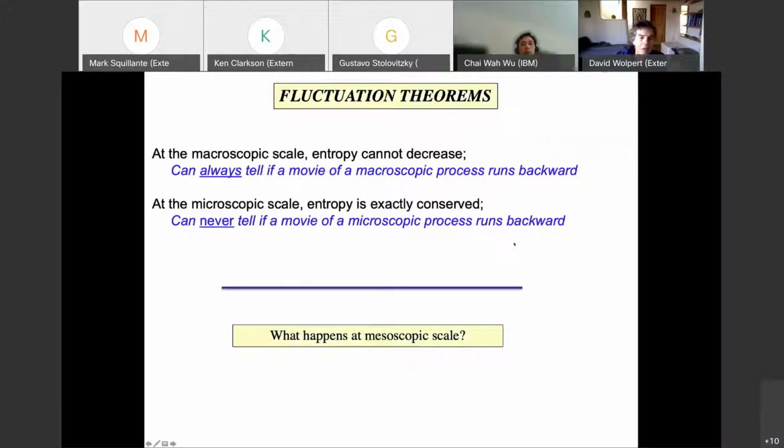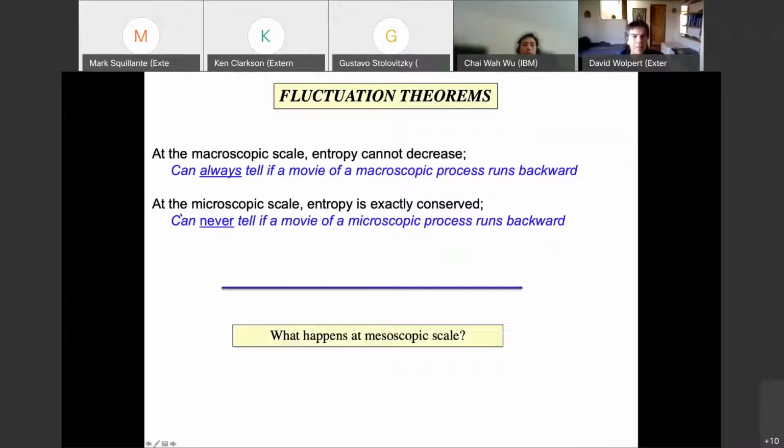Here's another one from stochastic thermodynamics I'll be pulling on. This is so deep and profound, it overturns so much. But anyway, at the macroscopic scale, we all know entropy doesn't go down. It ain't possible. If I show you a movie of a macroscopic process, an egg falling off a table, you will be able to tell me if I'm showing you that movie running forwards or backwards.